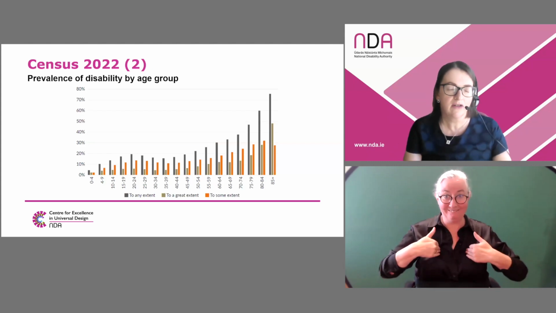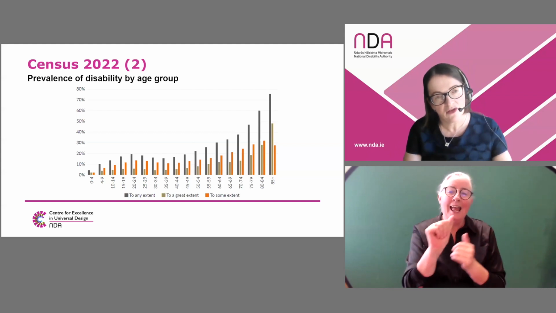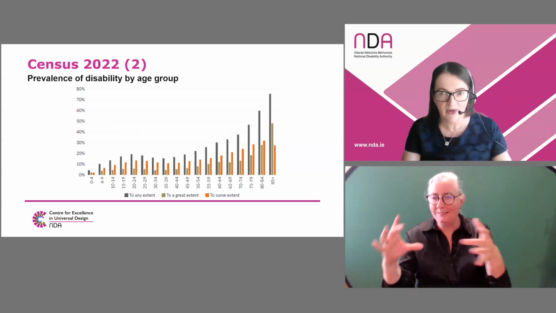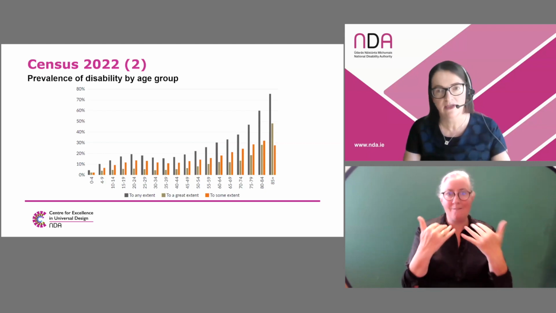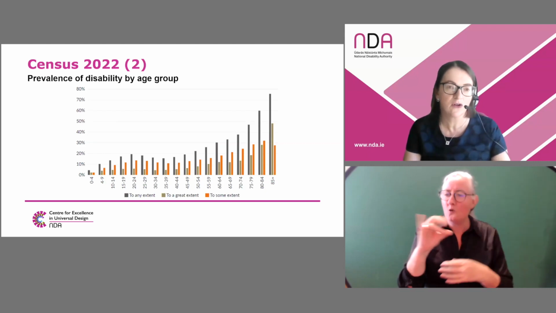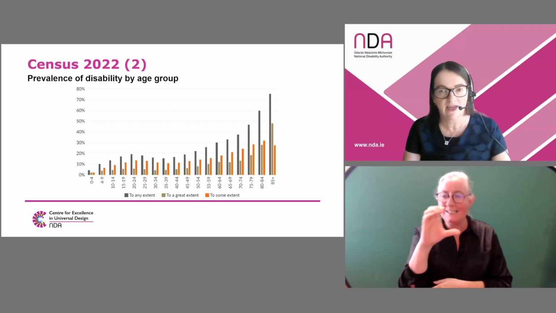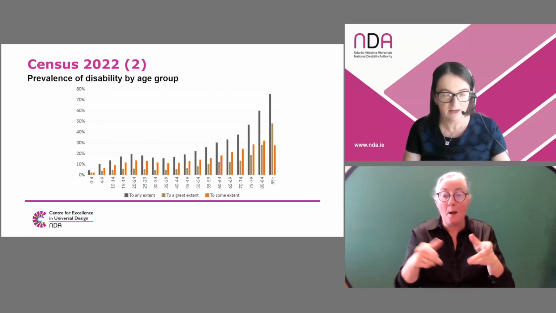And then another, in relation to aging and disability, another thing to be aware of is our aging population. And again, we have very recent data in relation to that. So in July of 2024, the CSO issued a set of population projections for Ireland.